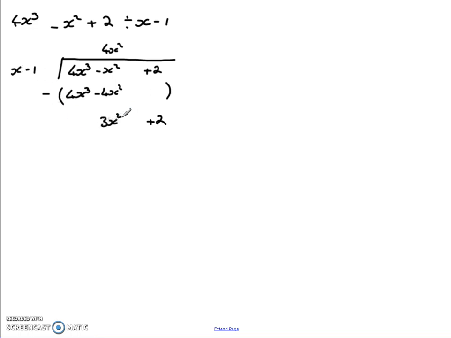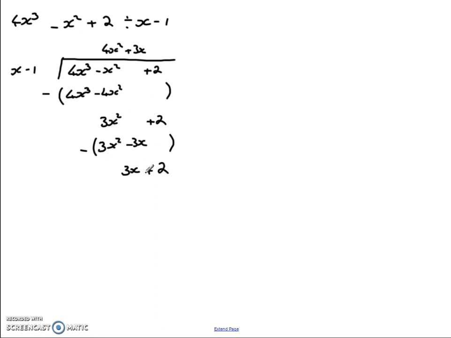We go again. 3x squared divided by x would give me plus 3x there. We then take 3x and multiply the whole part here by it. So 3x times x minus 1 gives you 3x squared, take away 3x. And again, we subtract. So 3x squared take away 3x squared is nothing. Again, this is where the gap comes into play because I've got nothing here, but it's take away negative 3x. So it's essentially 0x take away negative 3x, so 0x plus 3x. We get 3x there, and then I've got 2 take away nothing, so I've got plus 2.